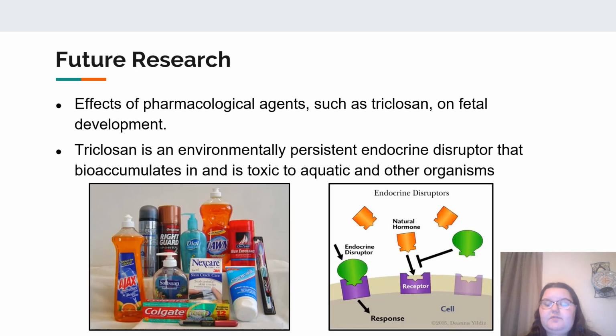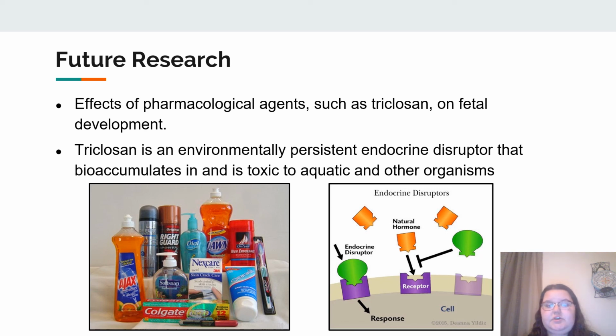So now that we know that mollies can potentially be used as model organisms for maternal fetal transport, and we know their normal stages of development, we can test the effects of various pharmacological agents on the development of mollies in the maternal brood pouch and maternal fetal transport itself. One of the pharmacological agents that we are considering is triclosan.